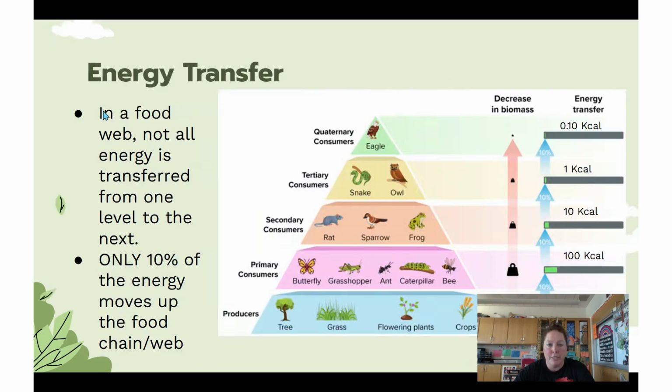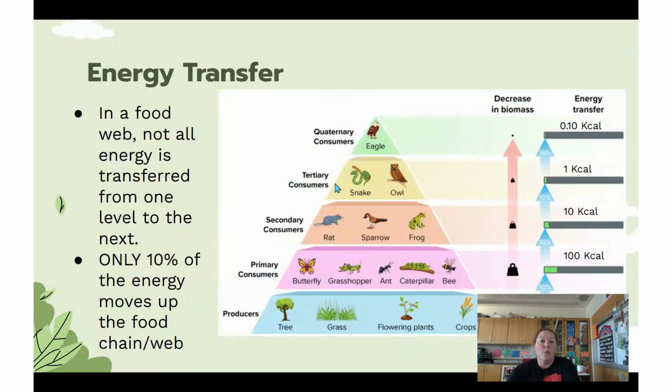We also talk about energy transfer. So, in an ecosystem, in a food web, in a food chain, not all energy is transferred from one level to the next. So, what that means is when you're looking at a food chain, only 10% of the energy moves up the food chain. So, if you start with 1,000 calories at your producer level, the only available food that's for the next level is 100 calories, and then only 10 calories, and then only 1 calorie, which is why you generally see lots of producers in a food chain and food web and only one or two top level predators, because they require more energy and there's less energy as you move up the food chain.